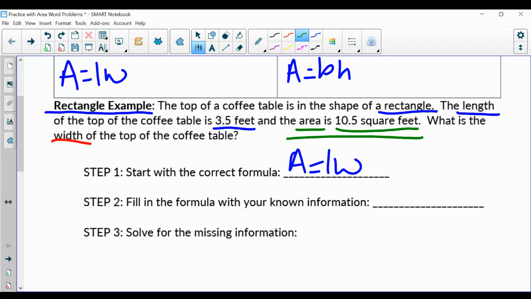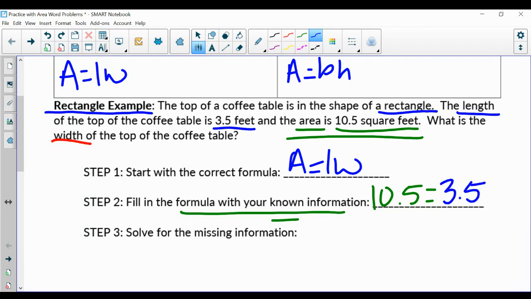You see that? So when we're filling in the formula with your known information, you just go letter by letter. We start with A for area, and it tells us that our area is 10.5 square feet. So instead of writing A, we'll write 10.5 equals. And then it tells us L, our length, is 3.5 feet. So 10.5 equals 3.5. And the last thing it says is what is the width. So that tells me I'm looking for my width. So then it's set up: 10.5 equals 3.5 W.